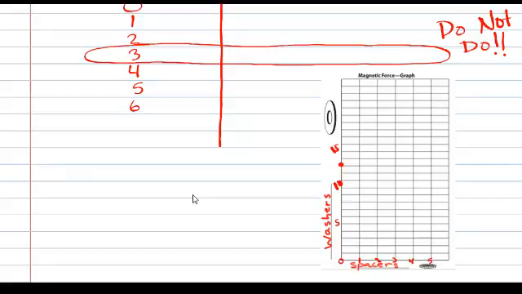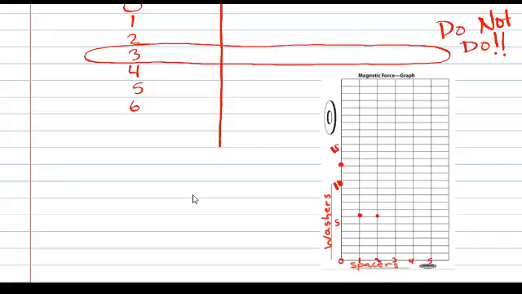Okay. McKenna, you did. What did you have for 1 spacer? 6. So for 1 spacer, I'm going to go up to 6. 1, 2, 3, 4, 5, 6. My mark would be there. So at one spacer, it took 6 washers. How about 2? McKenna? 6. At 2, it also took 6. So I would come to 2, and I would put a mark here at 6.